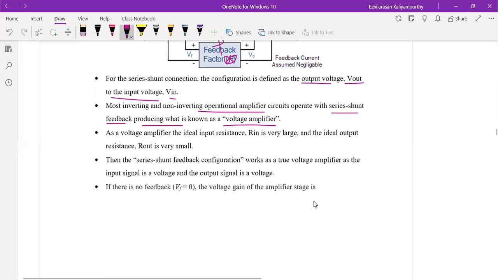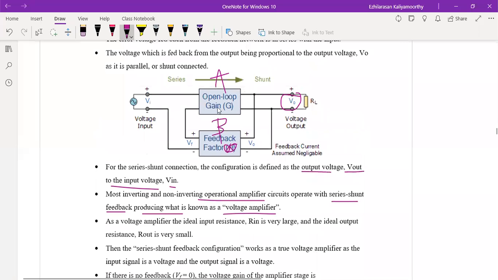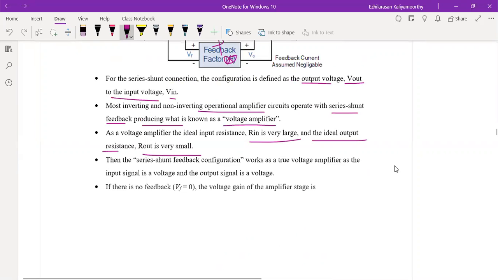Now, the voltage amplifier will have an ideal input resistance, that is Rin. This Rin, the input resistance, will normally be very, very high. And the ideal output resistance, R out, that is R naught, will be very, very small, but the Rin will be very, very high. Then the series shunt feedback configuration will work as a true voltage amplifier, as the input signal is a voltage and the output signal is also a voltage here.